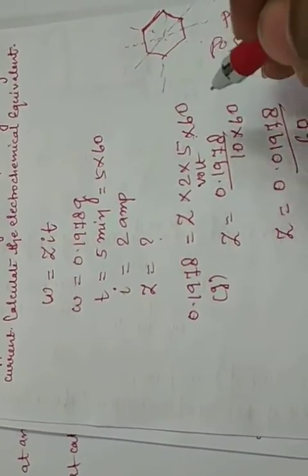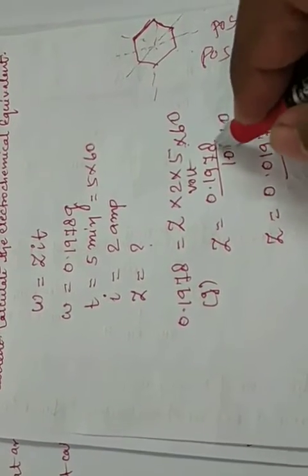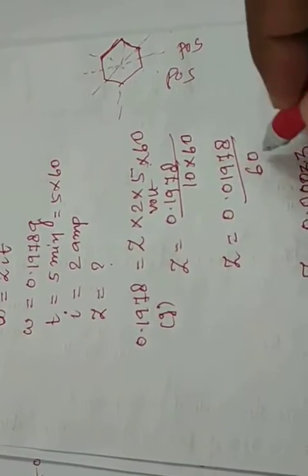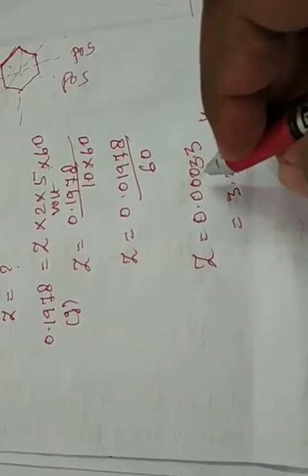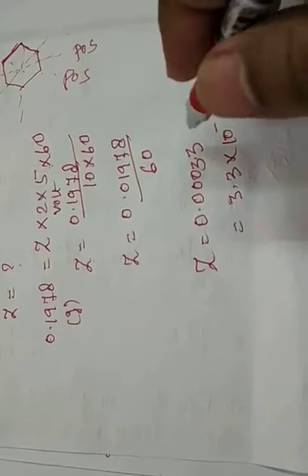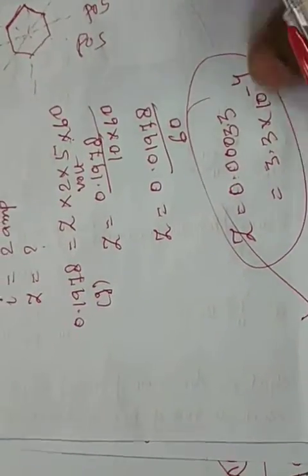Just convert into seconds. So now Z = 0.1978 divided by 10 into 60. Divided by 10 it means 0.01978, now again divided by 60, the answer is 0.00033. So this is 3.3 × 10^-4. This is the answer. Okay, this is a very easy numerical.